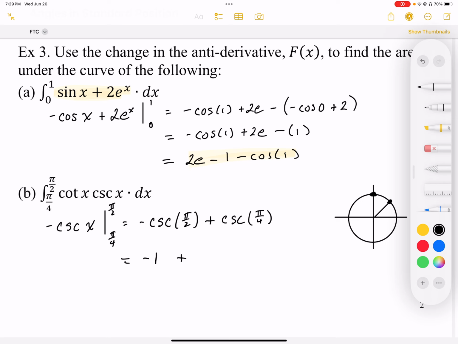The sine of pi over 4 is going to be 1 over root 2. So the reciprocal is going to be root 2 over 1. So the area works out to be root 2 minus 1. So the area underneath this curve is going to be this area here. It's going to be units squared.